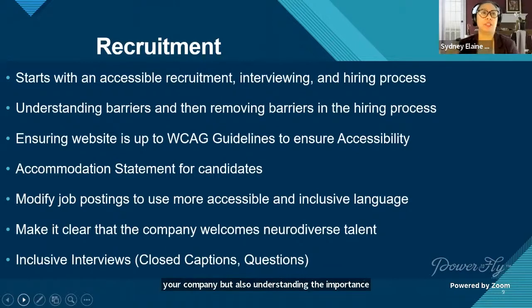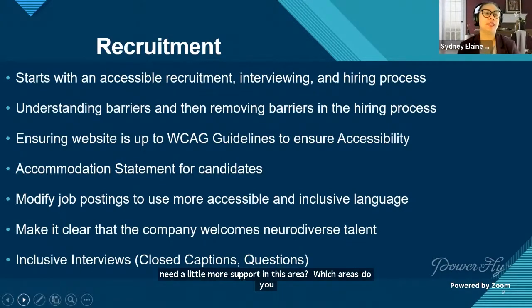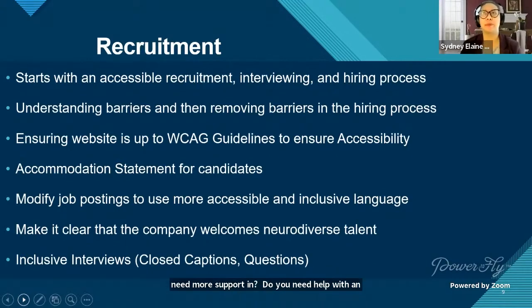Do you need a consultant to come in? Do you need a little more support, and in which areas? Do you need help with an accommodation statement? Do you need help finding job boards to find these candidates? So what support do you need, and what barriers? For example, we're posting on the same job boards that don't reach out to these candidates. How can we improve? Ensure your website is up to the WCAG guidelines for accessibility.